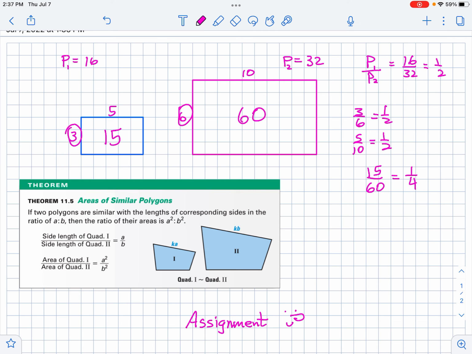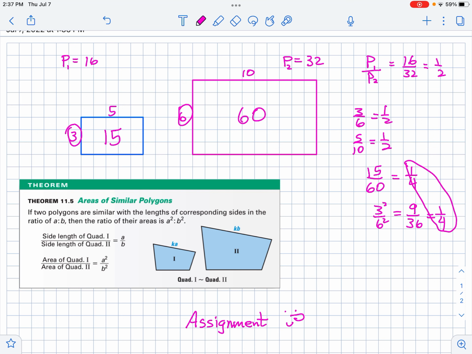Now, I want to point out something. If you look at these sides, if I look at 3 over 6, I get 1/2. But what if I do this? What if I do 3 squared over 6 squared? Well, notice what you get. You get 9 over 36, which is 1/4. Same thing.